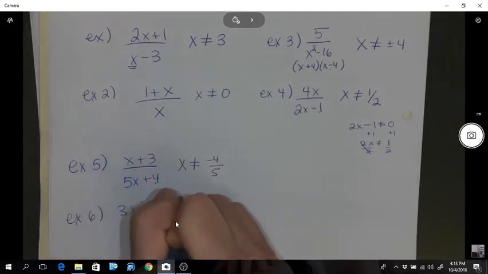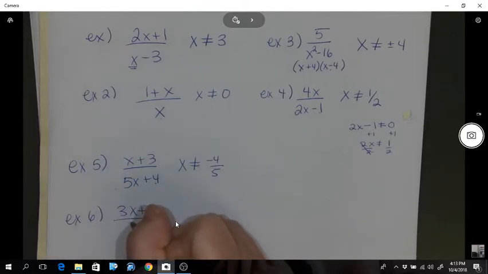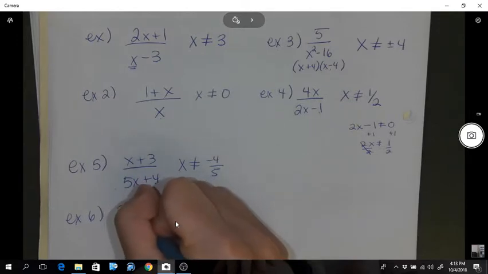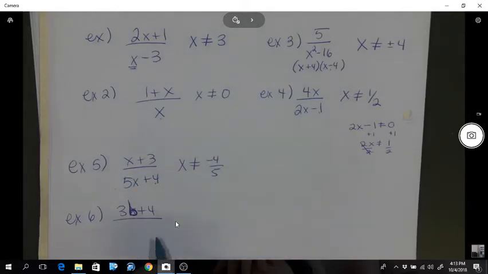Example 6. 3x plus 4 over, you know what, I'm going to put a different letter in here because you're so used to x's, we could really use any letter. I'm going to go with a b. b squared plus 3b minus 18.